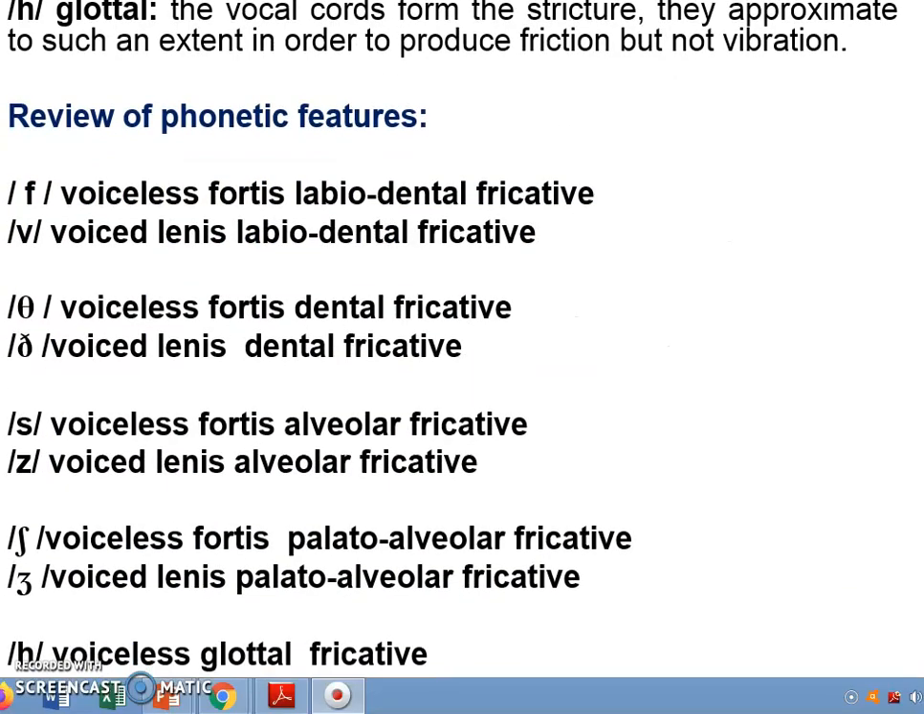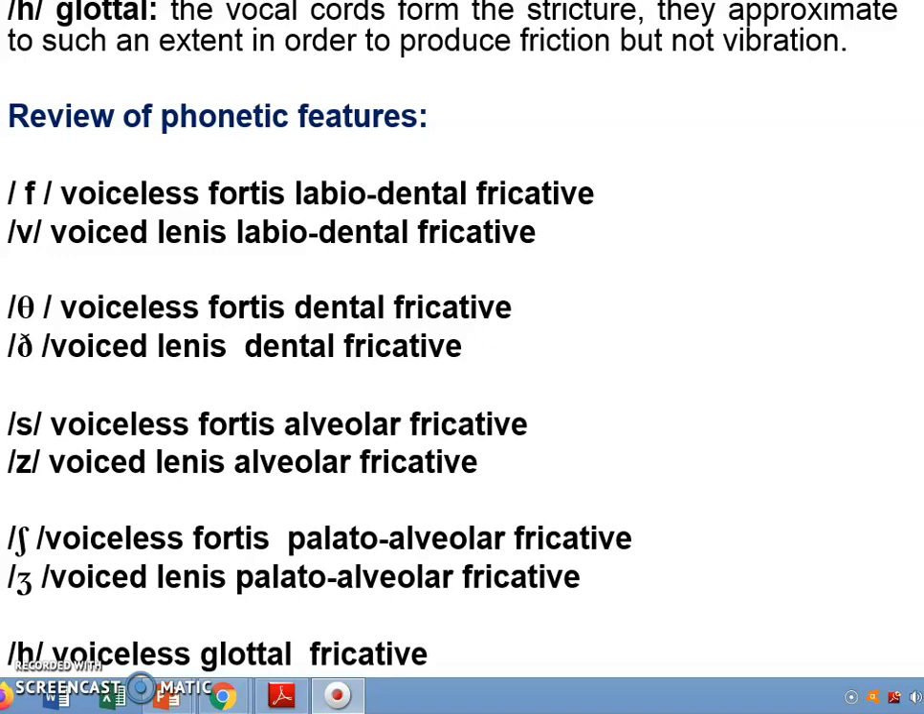And then we have h, which is glottal. Why? Because it's articulated at the glottis. The vocal cords form the stricture. They approximate to such an extent that there is friction, but no vibration.